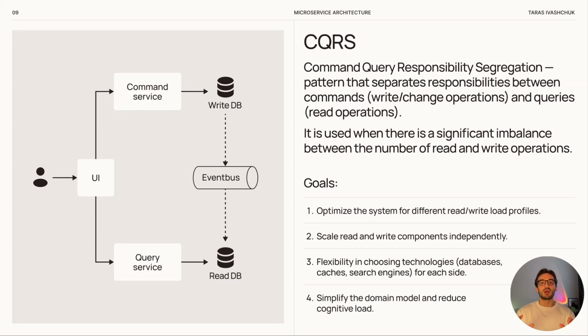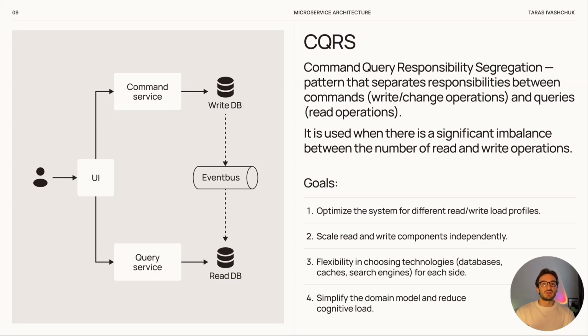Let's check a typical flow. The client sends a command, for example, create order. This command goes to the command service, which runs business logic and validation. After successful validation, the data is written into the write database, for example, PostgreSQL. After that, the data needs to be synchronized with the read database.